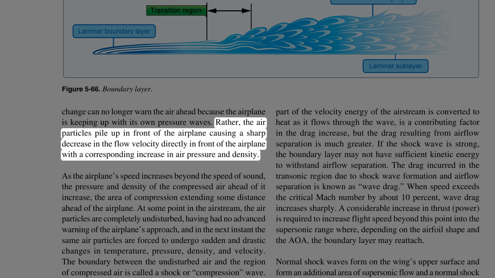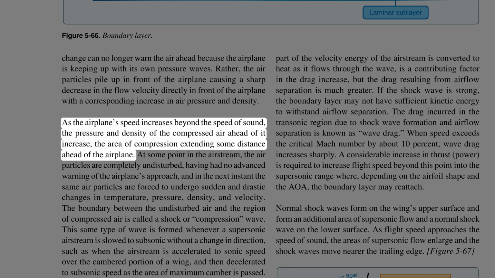Rather, the air particles pile up in front of the airplane, causing a sharp decrease in the flow velocity directly in front of the airplane with a corresponding increase in air pressure and density. As the airplane's speed increases beyond the speed of sound, the pressure and density of the compressed air ahead of it increase, the area of compression extending some distance ahead of the airplane.